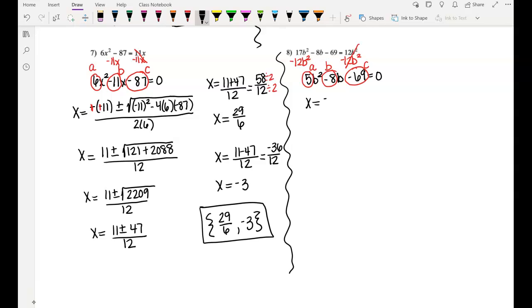So x equals negative 8 plus or minus the square root of negative 8 squared minus 4 times 5 times negative 69, all divided by 2 times 5. So just substituting in the values there into the equation.